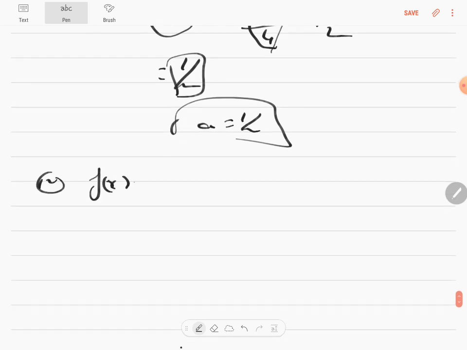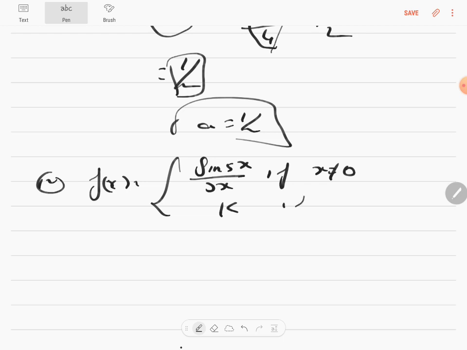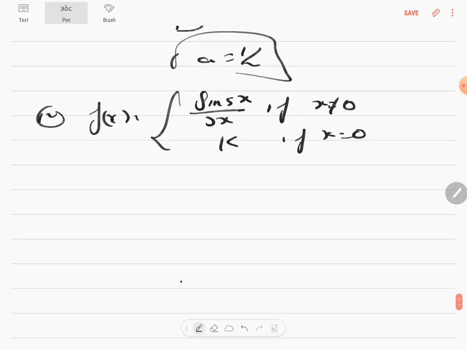F of x is equal to sin 5x by 3x if x is not equal to 0, and k if x is equal to 0. Now we can use the sin theta by theta format. It will get easier because I have done it from the difficult sum. Obviously, as I do now, there will be nothing in those sums.